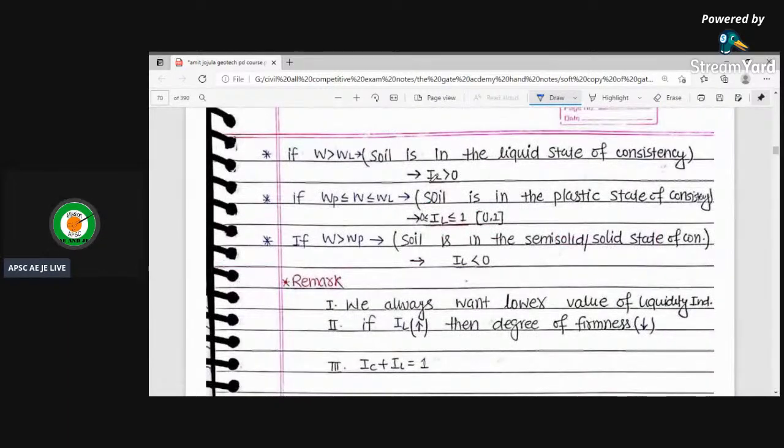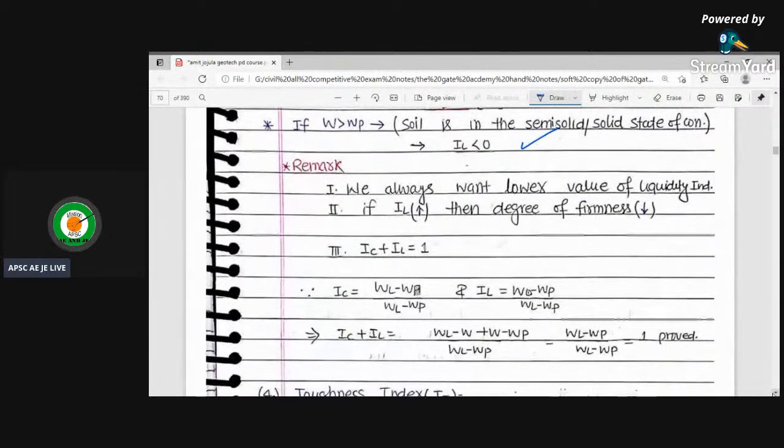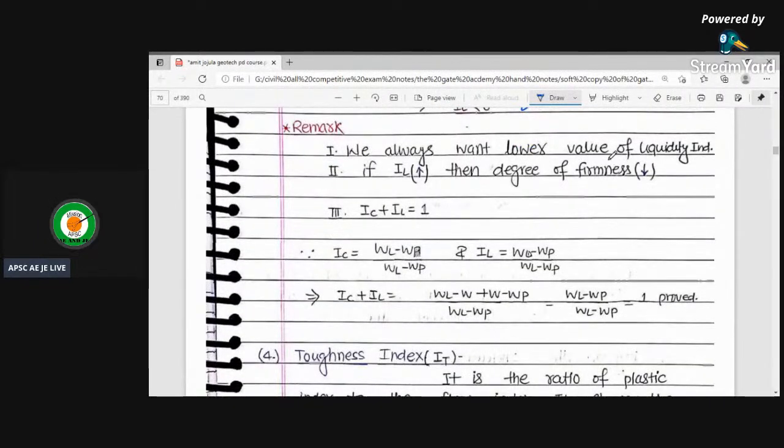Next, some remarks. If W is greater than WL, then the soil is in the liquid state of consistency. If W lies between WP and WL, then the soil is in the plastic state of consistency. If W is less than WP, then the soil is in the semi-solid or solid state of consistency. Okay. Then some remarks: we always want the lowest value of liquidity index. If IL is greater, then the degree of firmness will be less.